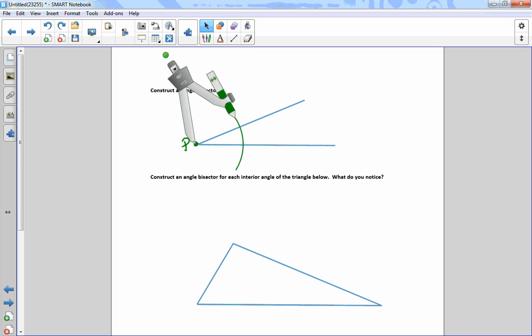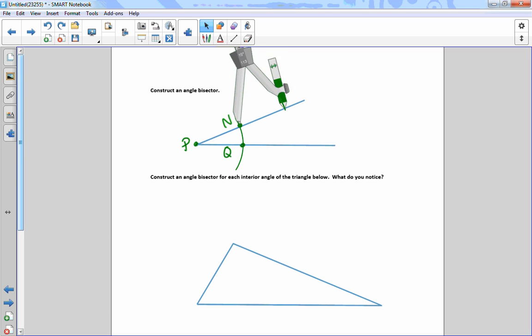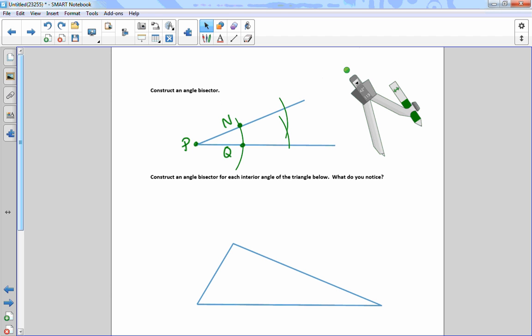Okay, we need an arc. But the point at P, and how many times does it have to intersect the angle? Twice. Okay? It intersects twice. Now keeping that same width is important, because I'm going to pick it up and relocate the pointing part to an intersection point, so maybe N and Q. So to pick it up, keeping the same width is important, and relocate it to N. And inside my angle, I'm going to draw another arc using that same width. And Q, pick it up, move it over to Q, and inside my angle, those two arcs should intersect, and that will be the angle bisector.